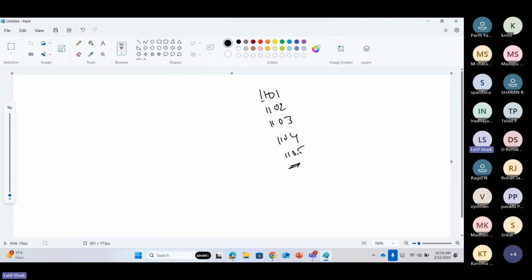So what does this 11 indicate? 11 indicates which batch you belong to. Here it belongs to batch 11. So that is the identification of which batch. All belong to the same batch.